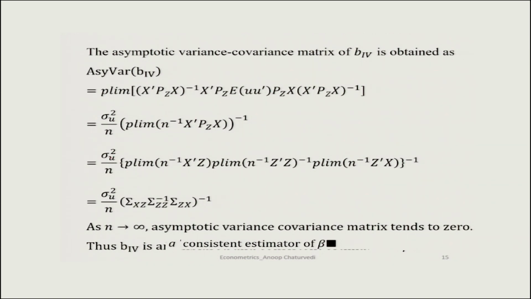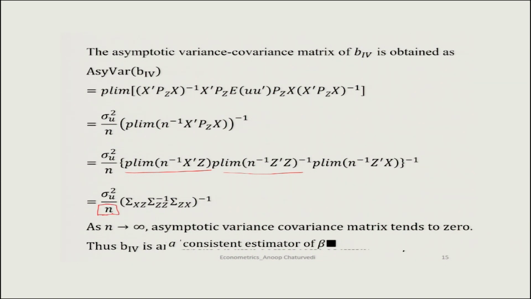So, we get sigma square u upon n, the probability limit of n inverse x transpose z, then the probability limit of n inverse z transpose z inverse, then the probability limit of n inverse z transpose x whole inverse, and then we obtain sigma square u upon n. The probability limit of this part is equal to sigma x z. The probability limit of this part is sigma z z inverse, and the probability limit of this part is sigma z x, and then you have whole inverse. Then as n tends to infinity, the asymptotic variance covariance matrix tends to 0 because of this factor.